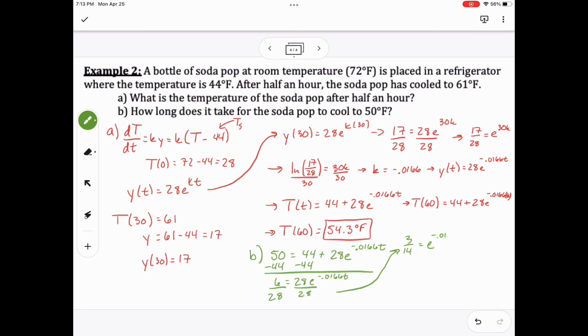Part B wants to know when it's going to be 50 degrees Fahrenheit. So I take my function and set it equal to 50, and then I solve. I subtract the 44, divide by 28, switch it to logarithmic form, and divide by my k coefficient. That gets me 92.6 minutes, so about an hour and a half.